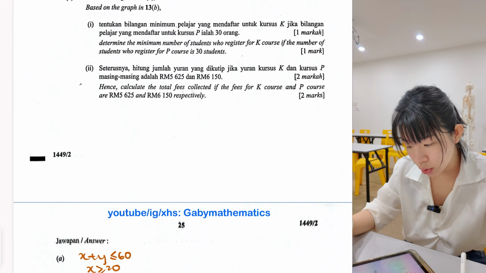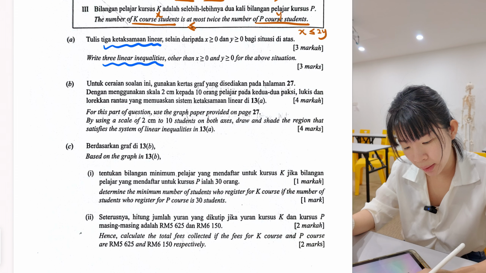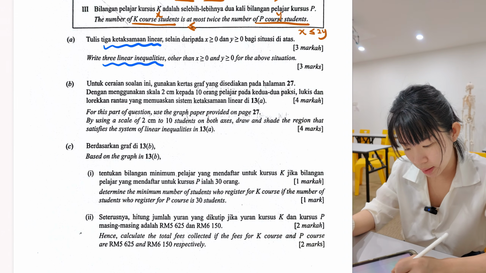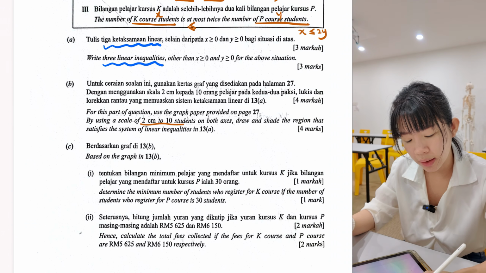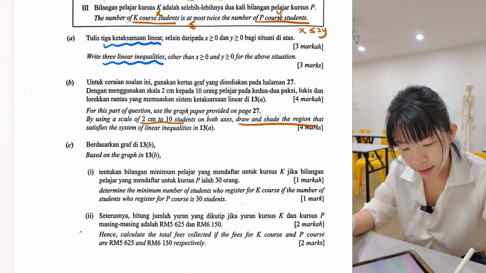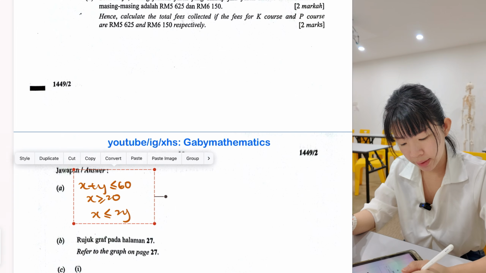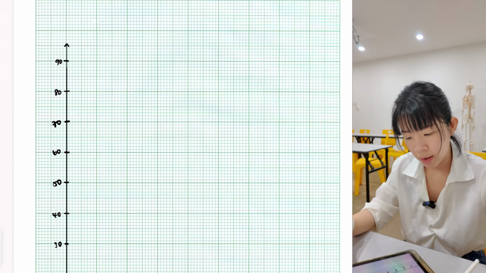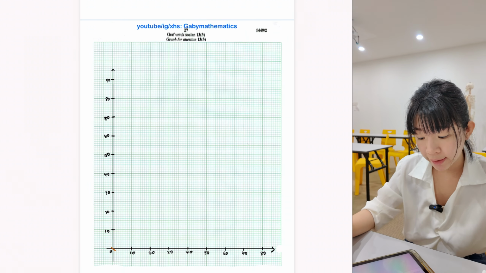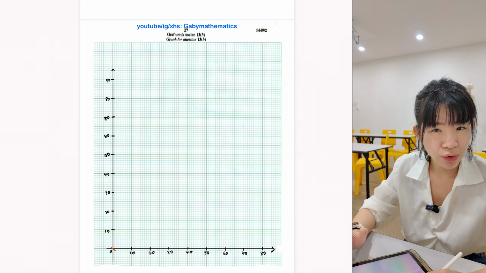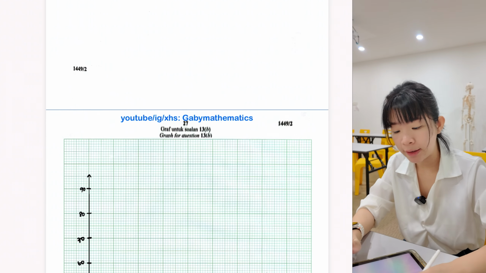Okay, then next we need to draw graph. Okay, based on the scale given, 2 cm 10 students, the graph already provided, draw and shade the region. Okay, so now we already have inequality. Okay, look at the graph. Okay, so the graph is already given the X and Y axis. Now, before we draw graph, we need to get ready all those points. So what are the points needed?